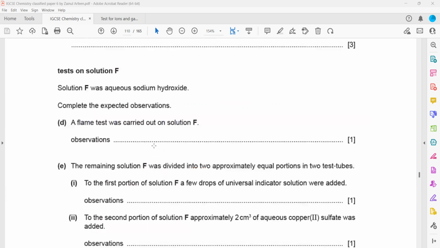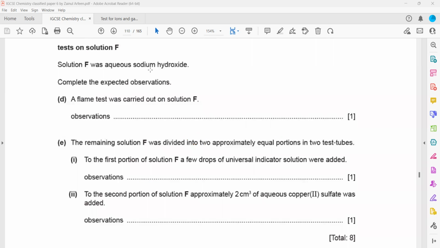Then next question, test on solution F. Solution F is aqueous sodium hydroxide. Complete the expected observation. So sodium hydroxide is there. If we carry out a flame test, there's a sodium ion, so it will be a yellow flame.